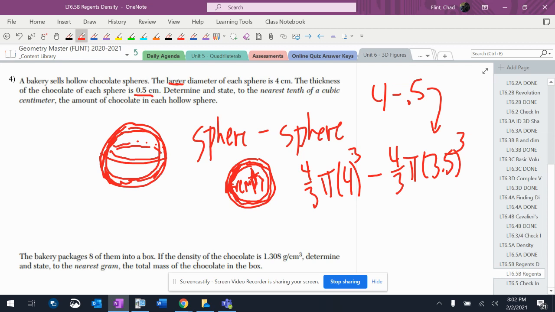Oh, almost got myself. The thickness of each sphere is 0.5. Okay, so the diameter is 4. So that means the radius is 2. All right, so I just almost missed that. So the radius is 2. The thickness is 0.5, so this is still minus 0.5, but it's going to be 2 minus 0.5, which is going to be 1.5.